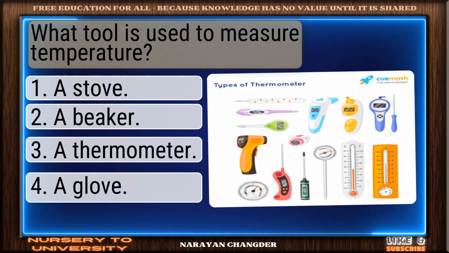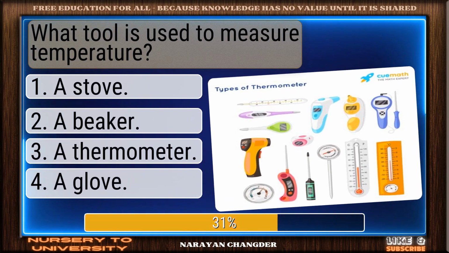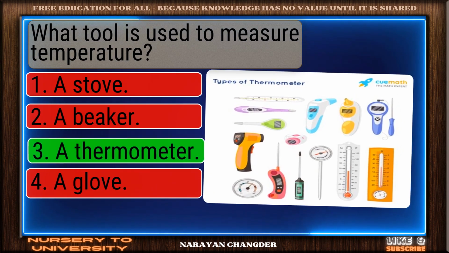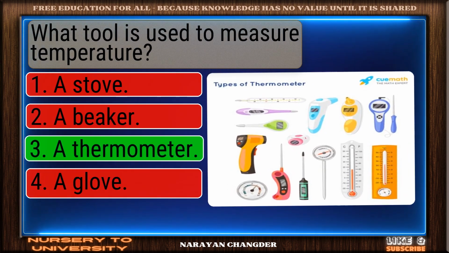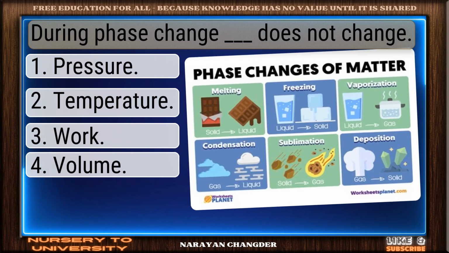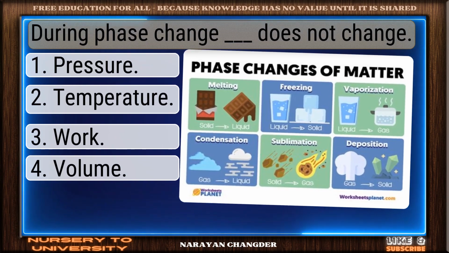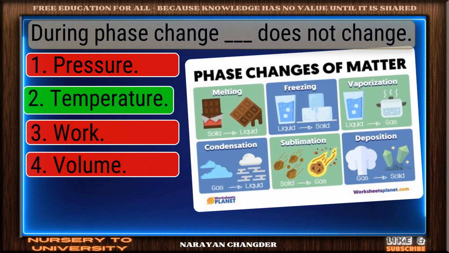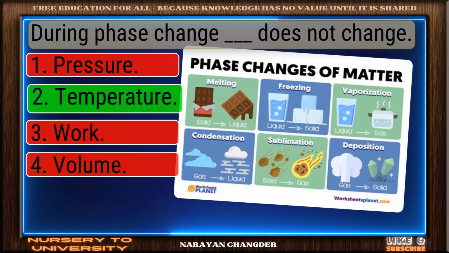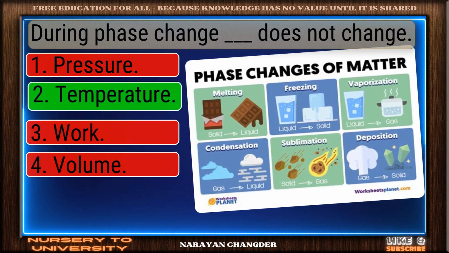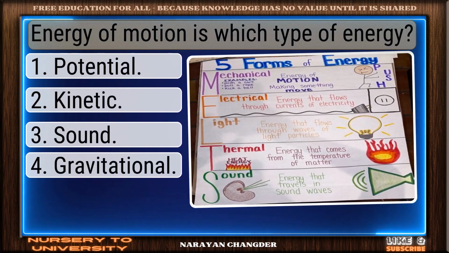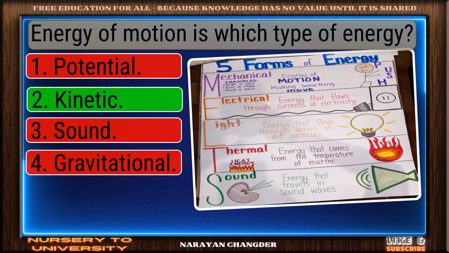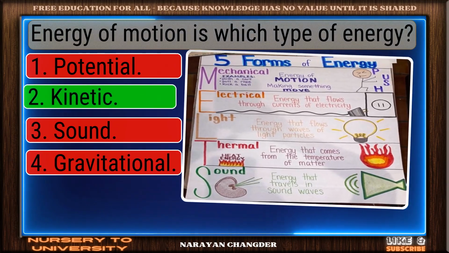What tool is used to measure temperature? Nice selection. A thermometer is the correct and valid answer. During phase change, dash does not change. Clear logic. Your choice, temperature, is sound and 100% true. Energy of motion is which type of energy? Smart pick. Kinetic is the correct choice.